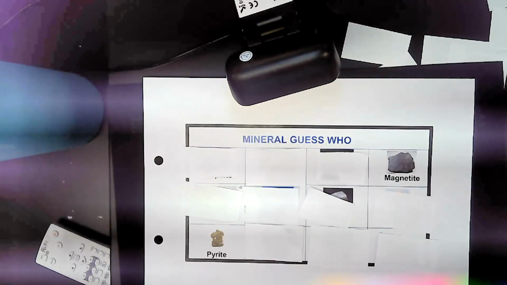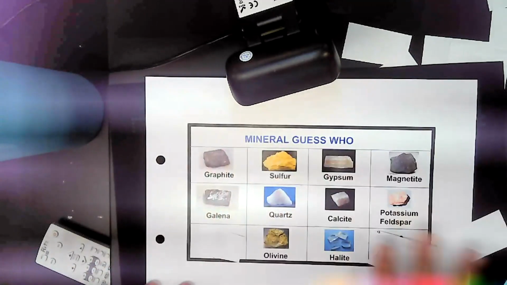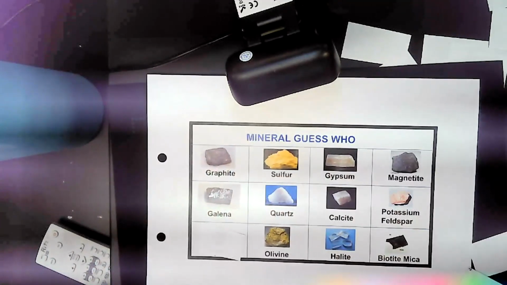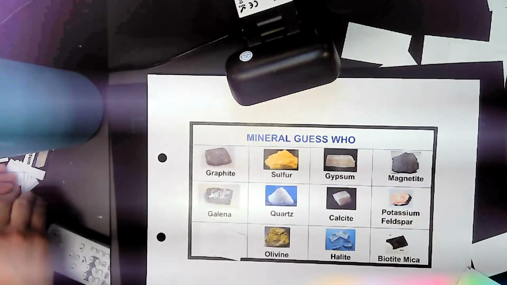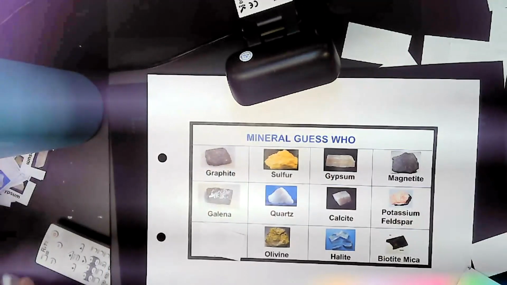So those are the last 2 that are on the chart. What question can you ask just to separate the two of them, Megan? Is it magnetic? My mineral is magnetic. Pyrite is not magnetic. So the mineral is magnetite. All right, I'm not going to do the next one with you. I'm just going to pick one. All right, I've got one.